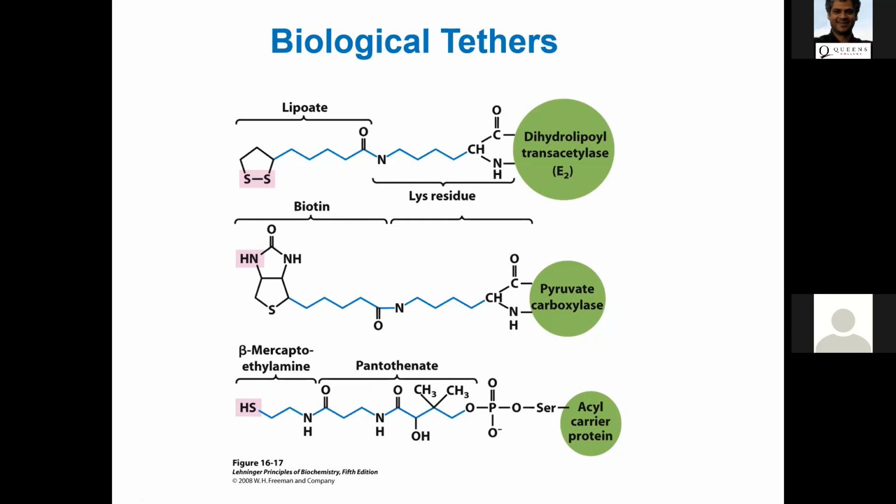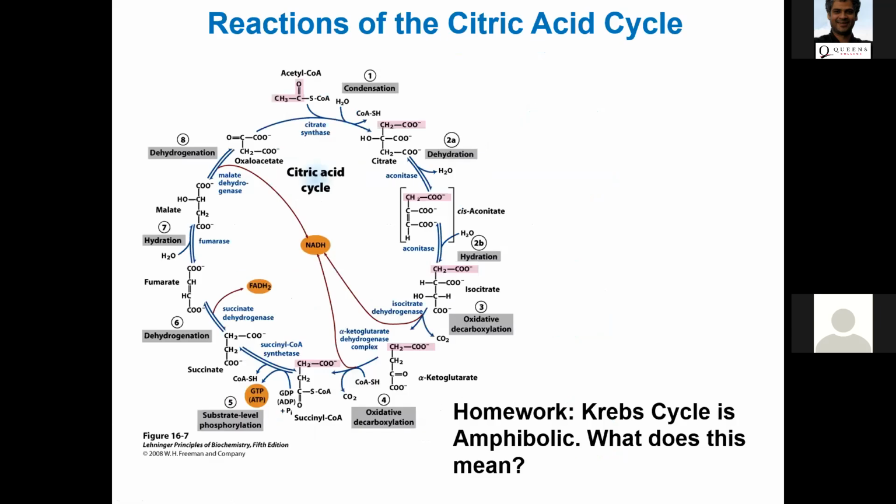And this is how they build flexibility. So in dihydrolipoyl transacetylase, it's the lysine residue of the protein that actually forms an amide bond with lipoic acid, right? Similarly, in pyruvate carboxylase, again another lysine attaches with biotin, etc. So I just wanted to let you know the importance of those.